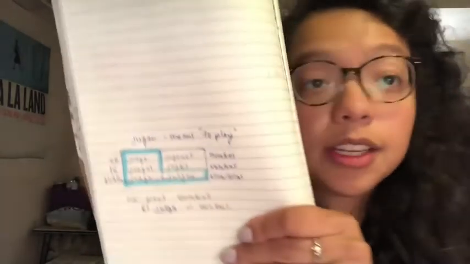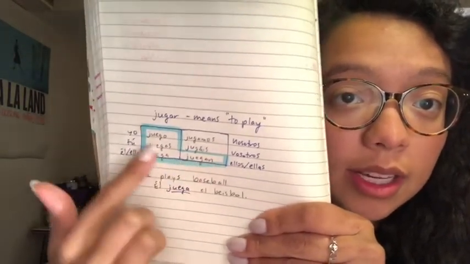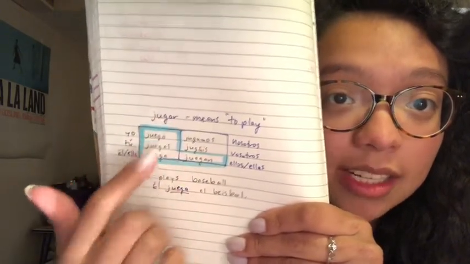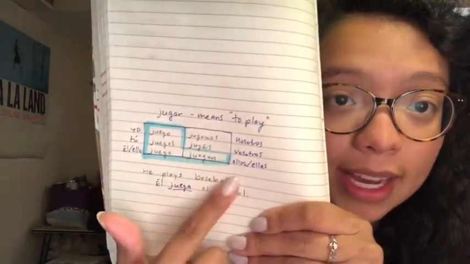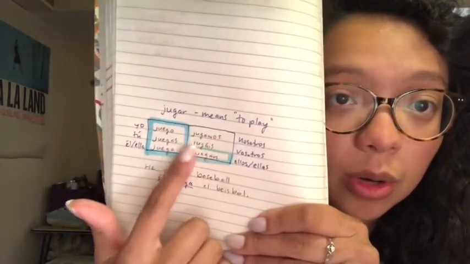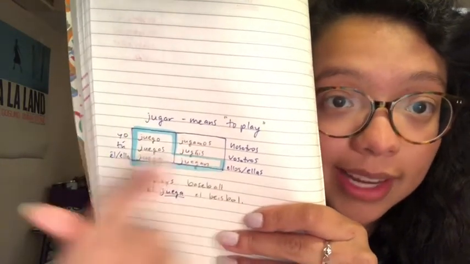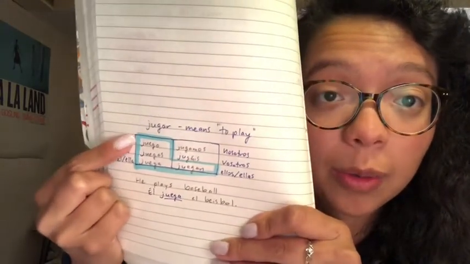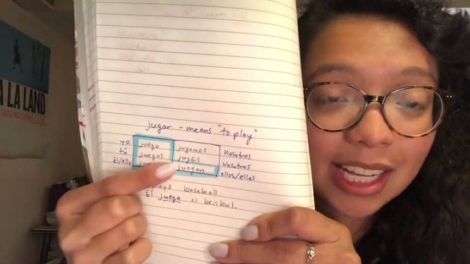When you change it to UE, it stays in this pattern. Kind of looks like a boot. It only goes to J-U-E-G. So juego, juegas, juega, juegan. These two don't add the UE. It's jugamos and jugáis, okay? So the irregular forms for jugar are juego, juegas, juega, jugamos, jugáis, and juegan.